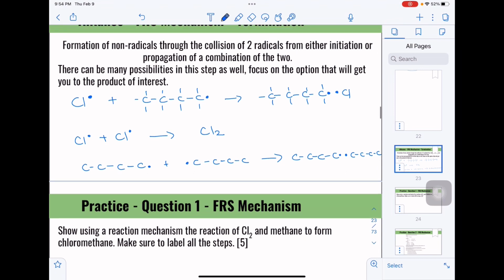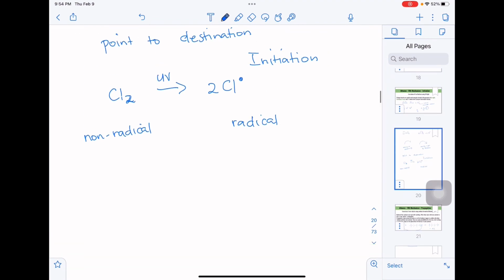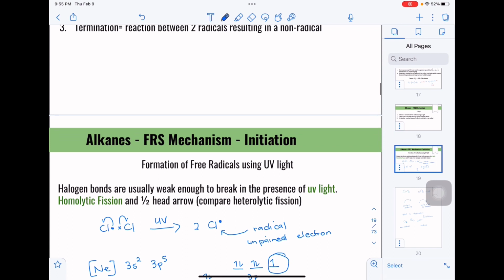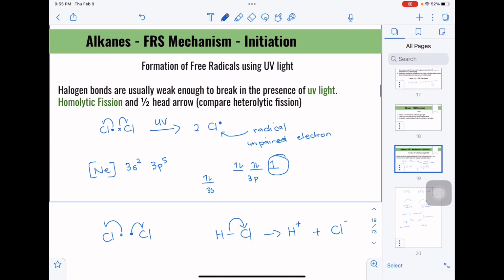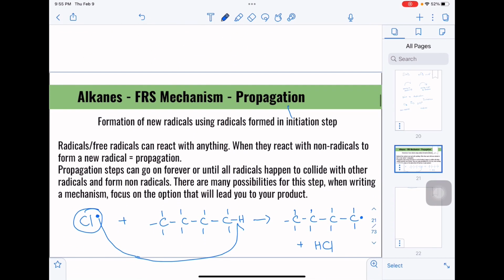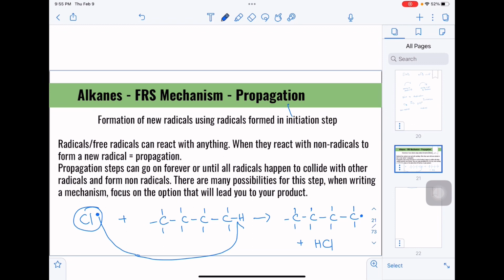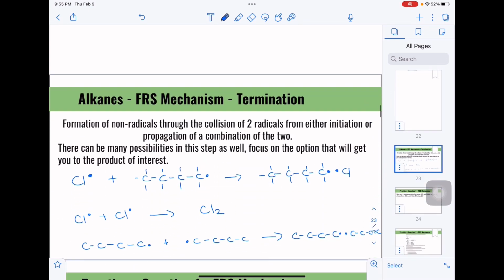Okay, so again, to go through this process, the 3 steps in free radical substitution, we have first initiation, in which UV light is able to break a chlorine or halogen bond into 2. It's called homolytic fission because we break the bond. One electron goes to one side and the other electron goes to another side. Okay, we form a radical or radicals from non-radicals. And then we go to the second step where we propagate. And in propagation, we form a new radical from existing radicals. And then the last step, we form a non-radical from 2 existing radicals, and that is termination.